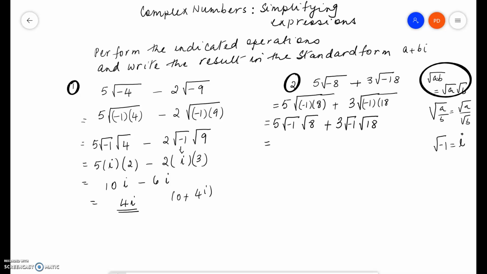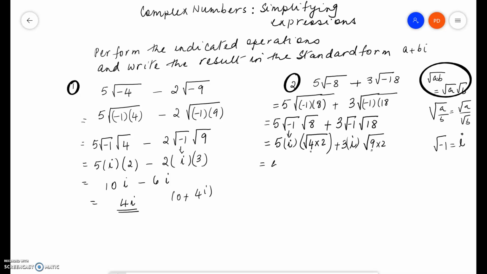Now radical 8 is not a perfect square. So let's first write radical negative 1 as i. Radical 8 is not a perfect square, but we can see a square sitting in there. So 4 is a perfect square, so I write it as 4 times 2, plus 3 radical negative 1, I should have changed that to i, let's just change it to i, times radical 18, and 18 is not a perfect square, but I can write it as 9 times 2. 9 is a perfect square.